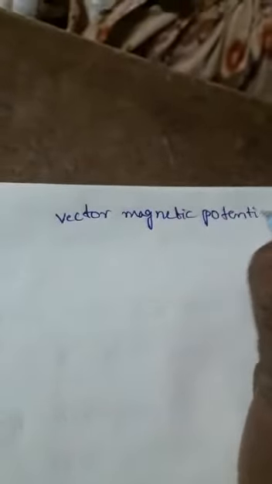So, welcome to online classes. Now we are going to discuss vector magnetic potential, which is represented with a bar.